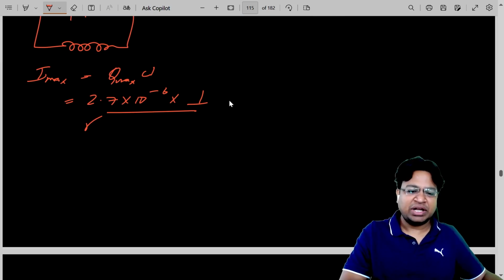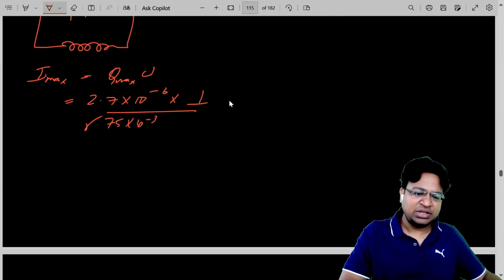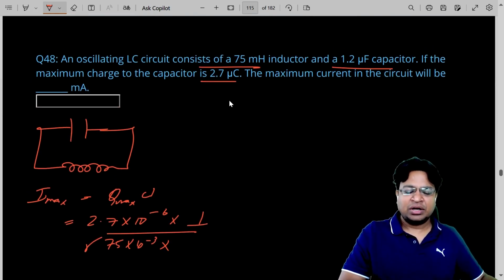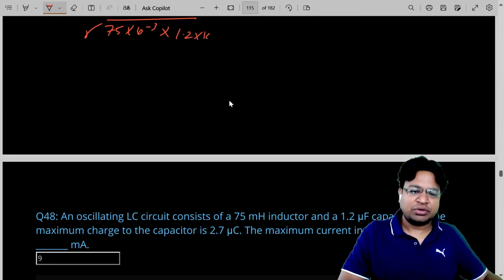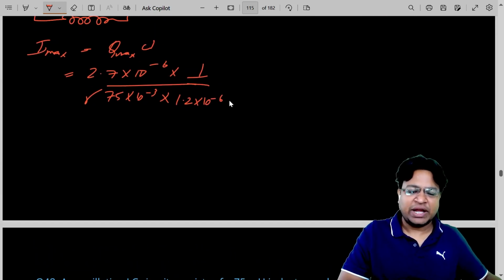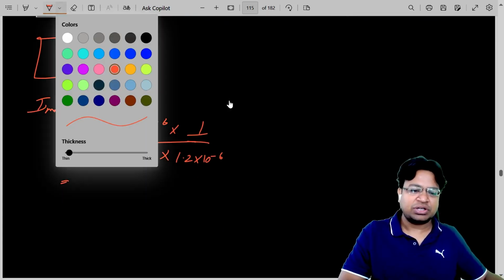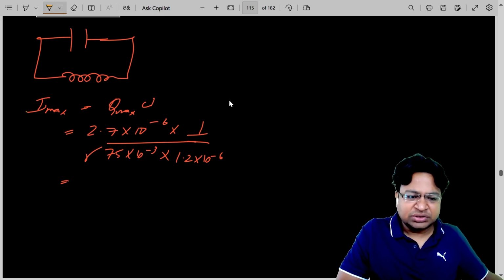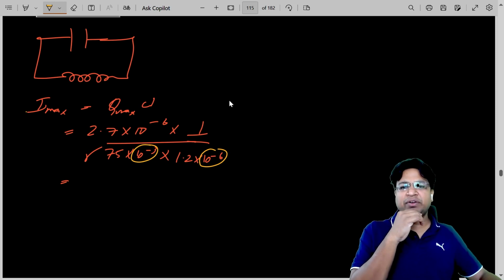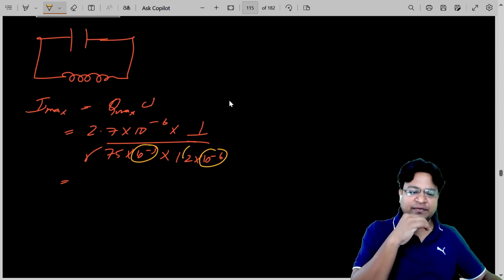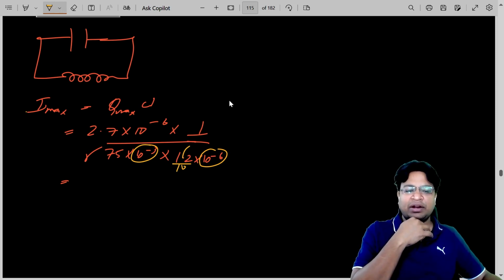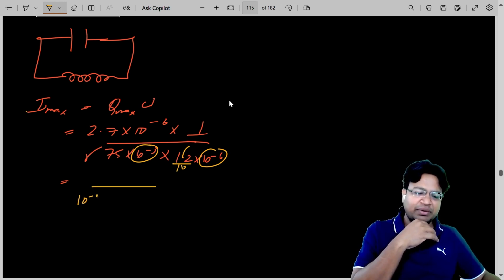So L is 75 millihenry, so it is 75 into 10 raised to the minus 3, and then it is 1.2 into 10 raised to the minus 6. We need to finish this calculation, and let's also notice the unit: we want the current in milliampere. Let's finish the calculation now. This is 10 raised to the power minus 3, this is 10 raised to the power minus 6, so 10 raised to the power minus 9. I would want to have an even number in the exponent, so let me get rid of this dot. That will give me a by 10, which will make it 10 raised to the power minus 10. And when it comes out of the root, it will become 10 raised to the power minus 5. So I've taken care of this, and I got this.